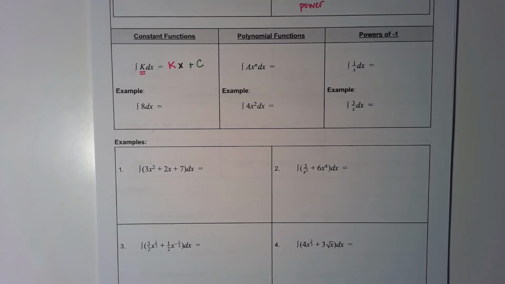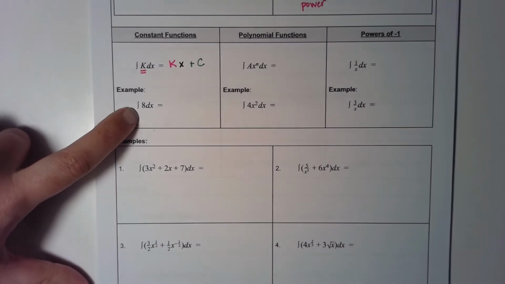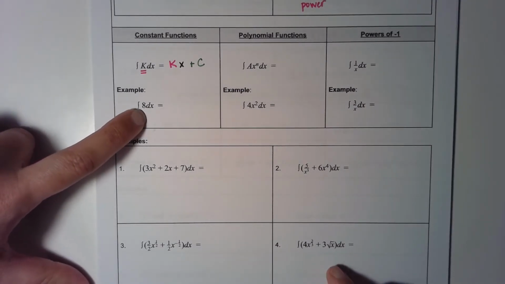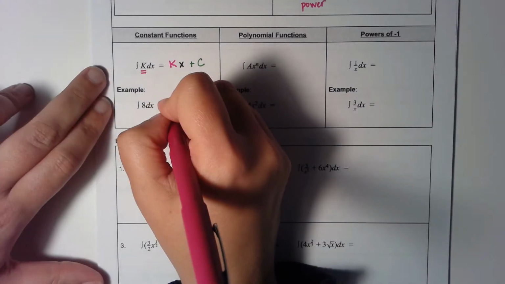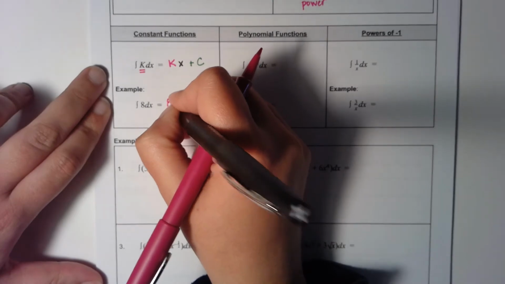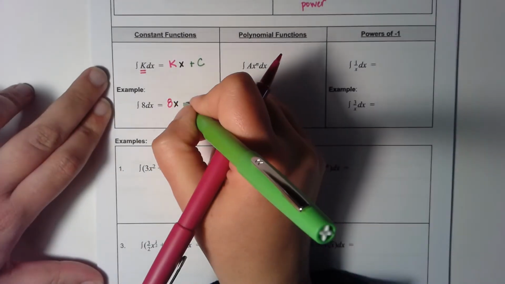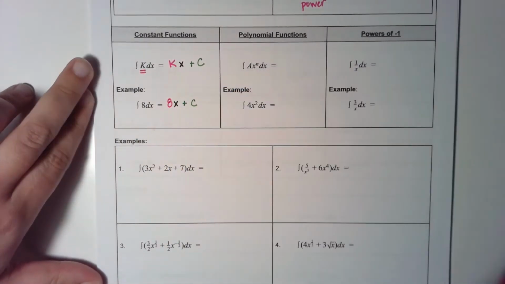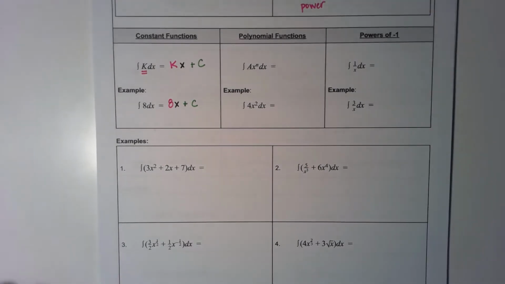And then you always have to write plus c at the end to save a spot for some unknown number that might have been there. For example, if I say find the integral, now this is indefinite, there are no bounds, the integral of 8 dx, your answer would just be 8x. And then you would write plus c to save a spot for that constant that might have been there.